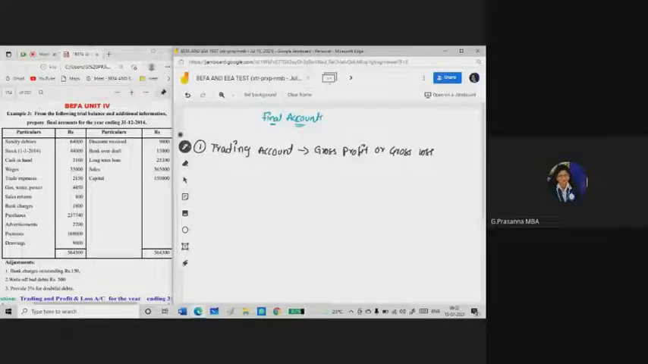So the second account is the profit and loss account. By the profit and loss account, you're going to know what the net profit and net loss of a firm is, and how the firm is incurring net profit or net loss.